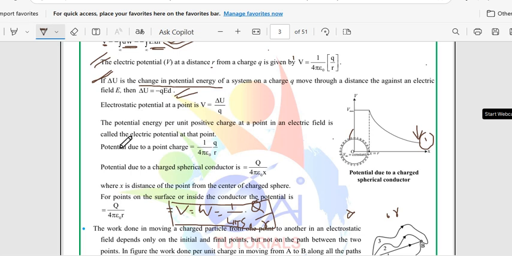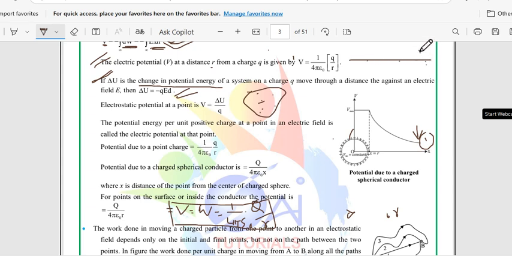How will it become that? See, the change in potential energy of a system on a charge. Suppose you consider any system, it is having some kind of charges, plus Q or minus Q, like this. So through a distance against an electric field, that change in potential energy will become minus Q into Ed. That's how I have shown in the figure.